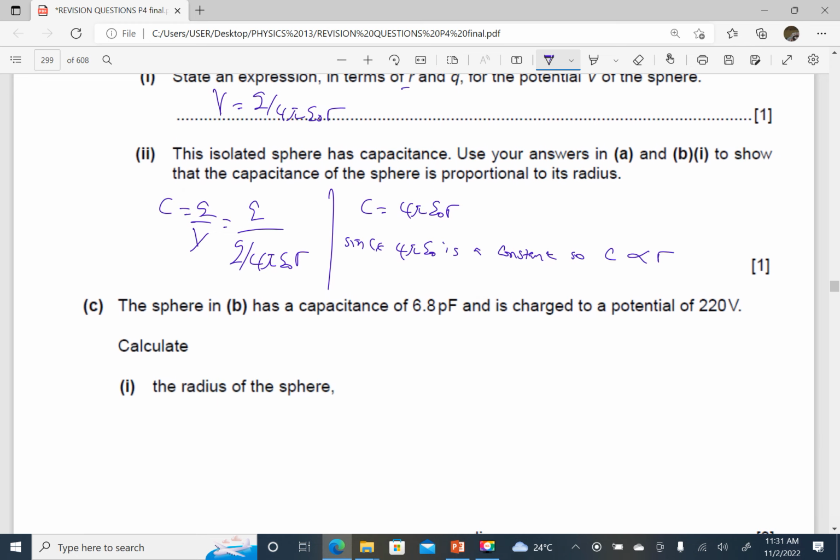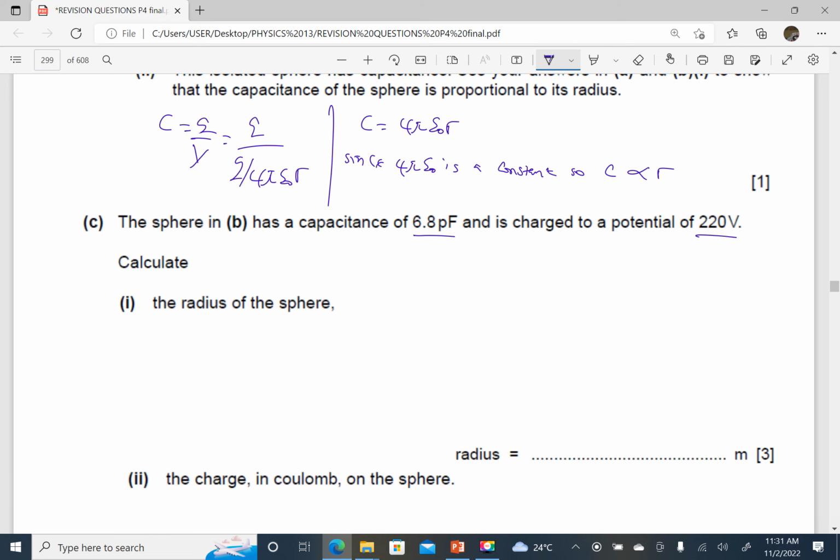The sphere in B has a capacitance of 6.8 picofarads and is charged to a potential of 220 volts. Calculate the radius of the sphere. So from the expression, the radius is going to be the capacitance divided by 4 pi epsilon naught. I'm just manipulating that. So we substitute 6.8 times 10 power negative 12 for pico, divided by 4 pi times 8.85 times 10 power negative 12. I press my calculator.